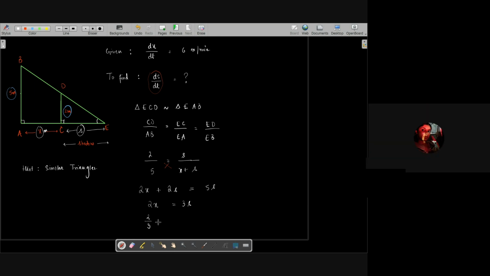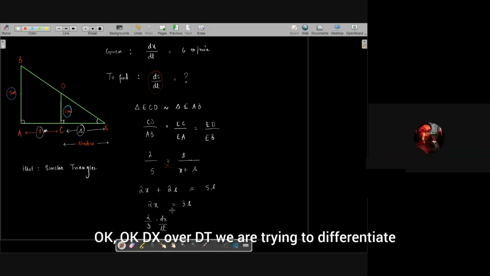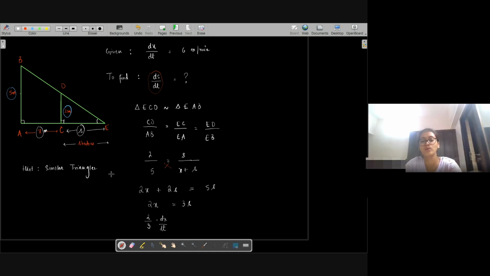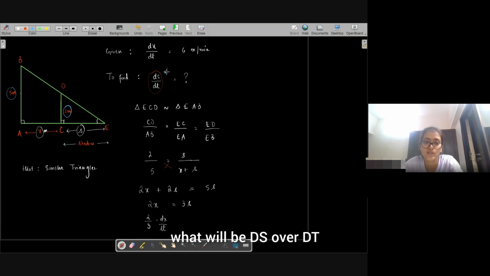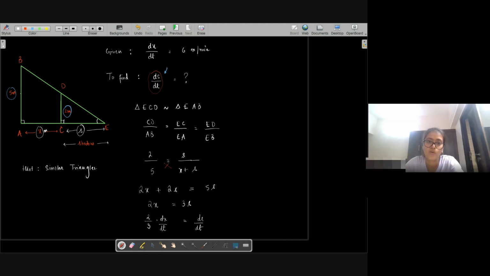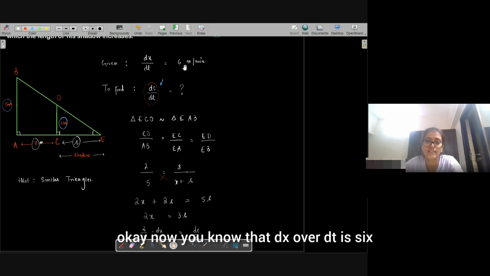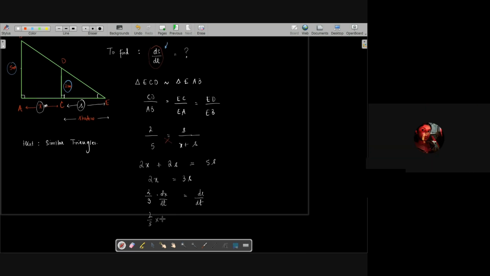So then 2 by 3, the derivative of x, dx over dt. We are trying to differentiate both sides with respect to t, because in the end we need to find ds over dt. Then it equals ds over dt. Now you know that dx over dt is 6. So 2/3 times 6 is 4. So ds by dt equals 4.